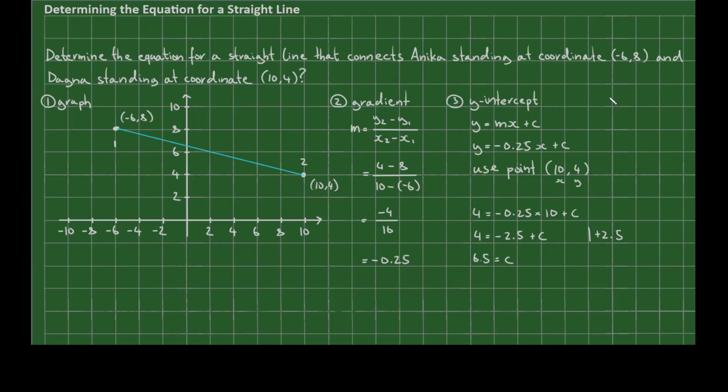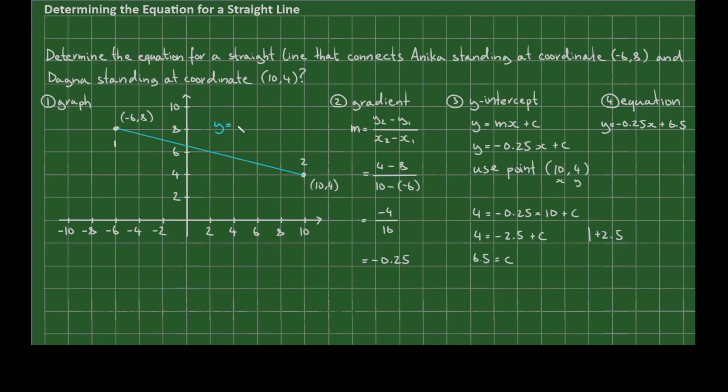The last step is to give the equation for this line. And in this case, it would be y equals -0.25x plus 6.5. As part of good communication, it is always nice to give the equation for the line on the graph as well.